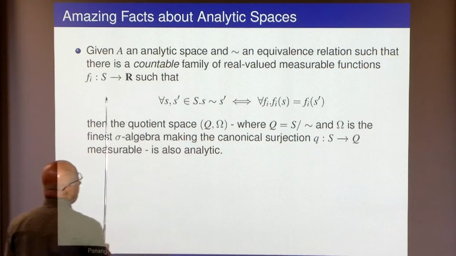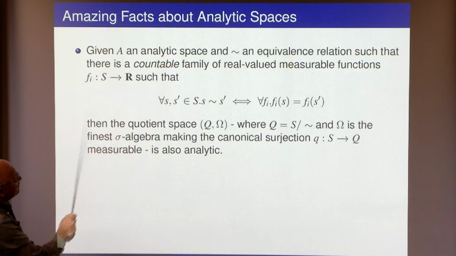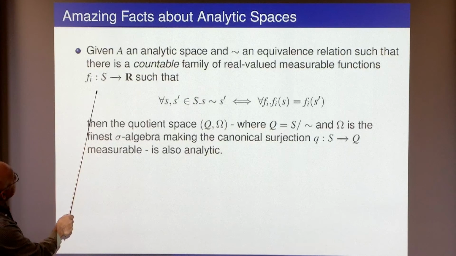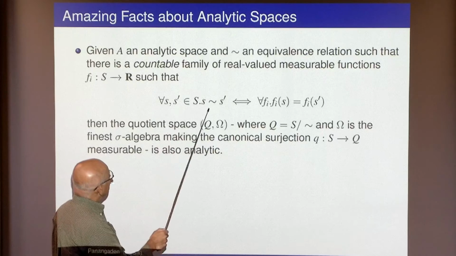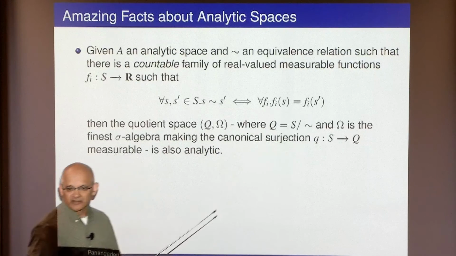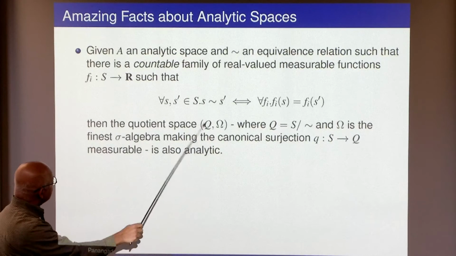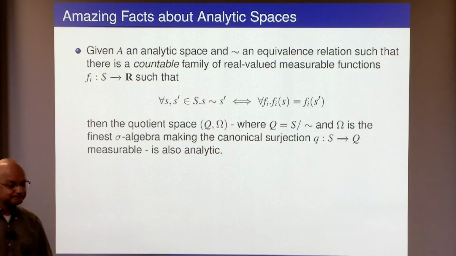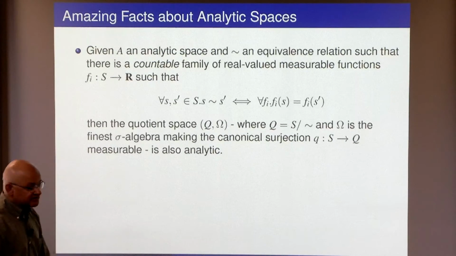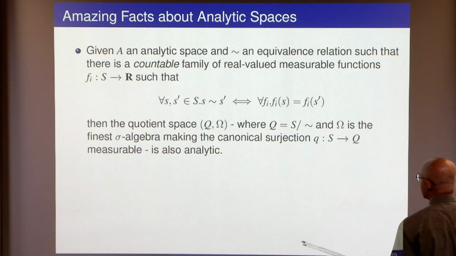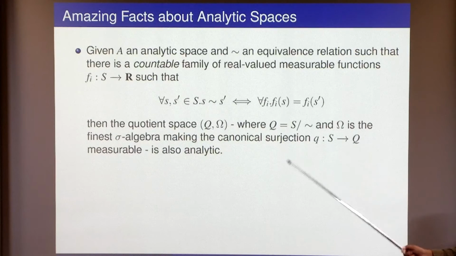Supposing I have an analytic space and an equivalence relation such that there is a countable family of real valued measurable functions from the set, oh my God, why did I call this S? From A to R, such that 2 points are equivalent if and only if all the functions agree on them. Okay? So an equivalence relation might or might not have this property. If I have this property, it's called a smooth equivalence relation. So if I take an analytic space and a smooth equivalence relation and I quotient it by this, and by quotient it I mean set theoretically the obvious thing, I take the equivalence classes, but I look for the finest sigma algebra making the canonical surjection measurable, then that thing is also analytic.